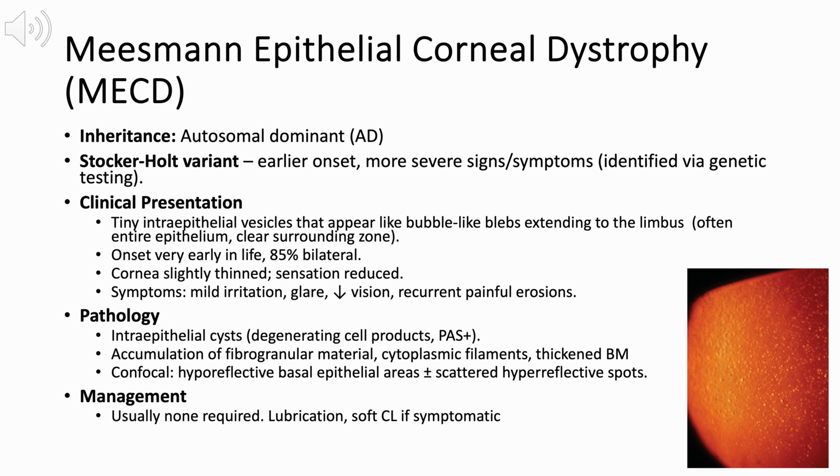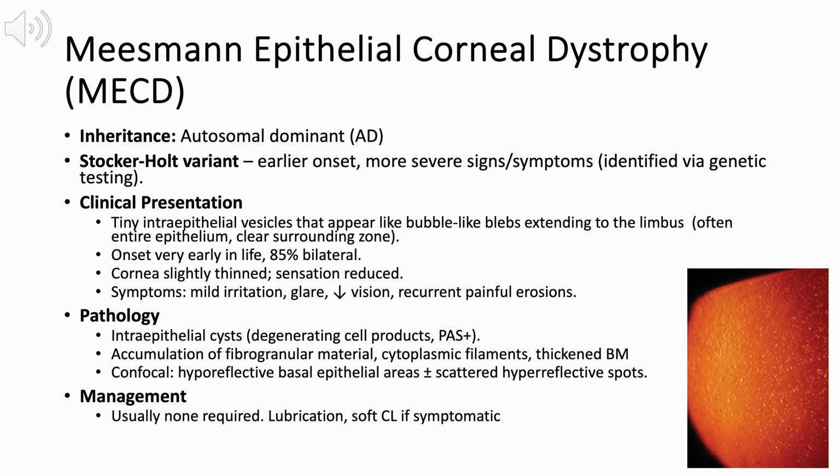Meesmann epithelial corneal dystrophy, or MECD, is an autosomal dominant condition. A notable variant, called the Stocker-Holt variant, presents with earlier onset and more severe signs and symptoms, and is often identified through genetic testing. Clinically, this condition is characterized by tiny intraepithelial vesicles that resemble bubble-like blebs extending across the epithelium, often reaching the limbus. These lesions usually have a clear surrounding zone.